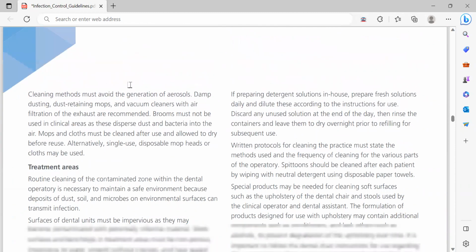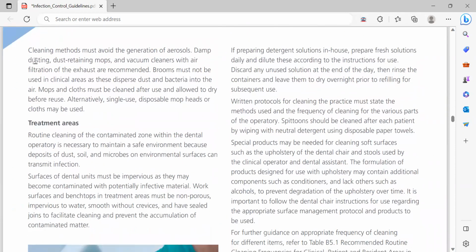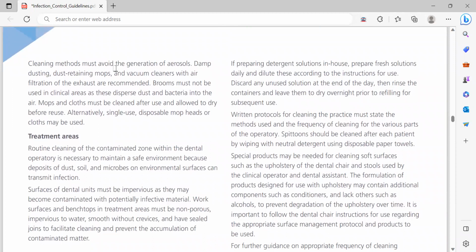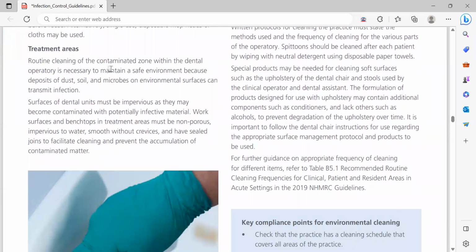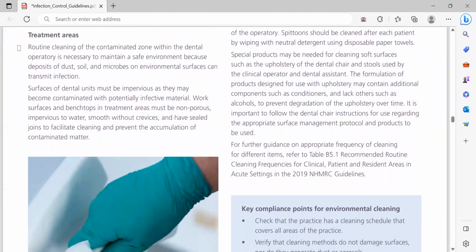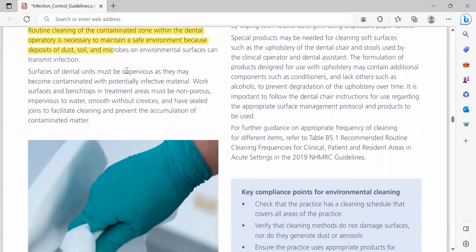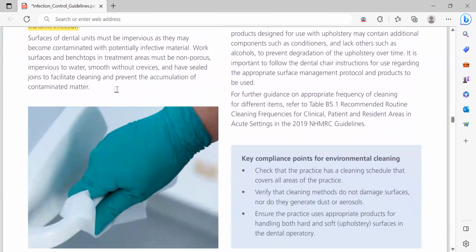Then cleaning methods must avoid the generation of aerosols. Damp dusting, dust-retaining mops, and vacuum cleaners with air filtration of exhaust are recommended. Brooms must not be used. And then the treatment area: routine cleaning of the contaminated zone within the dental operatory is necessary to maintain a safe environment, because deposits of dust, soil, and microbes on environmental surfaces can transmit infection.